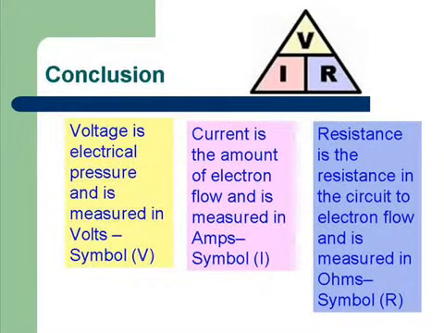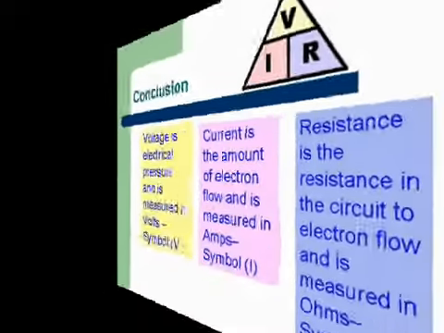In closing, voltage is electrical pressure and is measured in volts, and has the symbol V. Current is the amount of electron flow and is measured in amps with the symbol I. And resistance is the resistance in the circuit to the electron flow and is measured in ohms with the symbol R. Don't forget to always use the Ohm's law triangle to make your life easy.